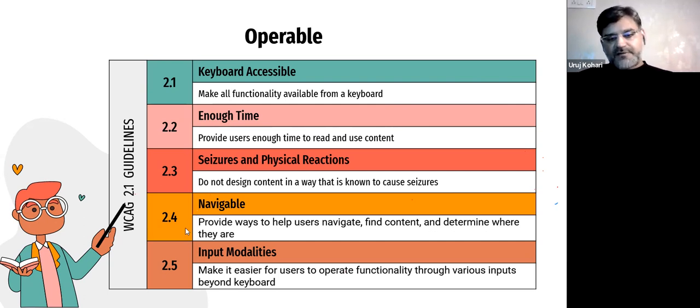Then navigable. We have to provide ways to help users navigate, find content and determine where they are. So it is very, very important to ensure that they understand where they are at this point in time. Otherwise, it just becomes very difficult for them to map out where they are. Like we go to malls and some of these malls are really big. We also get lost in where we are. It is very important that we understand our physical location, where we are in relation to our environment. And the same thing happens for people, especially people who are blind, because they have to create a model of where they are at this point in time. Their location has to be understood very well by them.